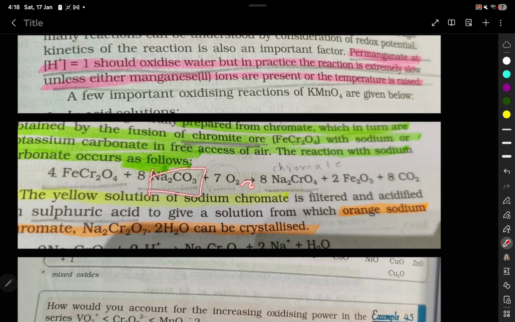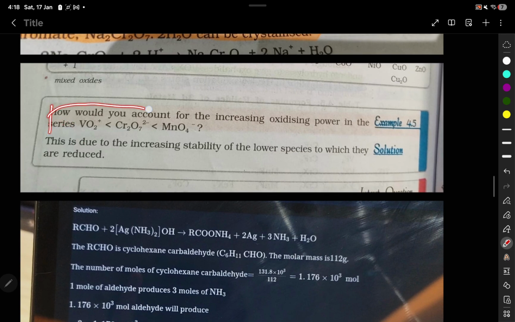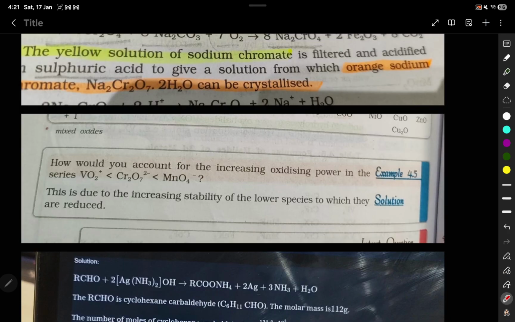FeCr2O4 plus Na2CO3 with oxygen gives chromate. Okay, this sodium chromate is a yellow solution, it's not a precipitate, so please mug it up. Fe2O3 is your non-soluble part, okay, and CO2 is the gas that is released. And yep, that's all. And from here we have this one, increasing oxidizing power in VO2+, Cr2O7 2-, and MnO4-, and we can check to what it is reduced, because it's an oxidizing agent it will itself get reduced, and we have to check to what it is reduced.